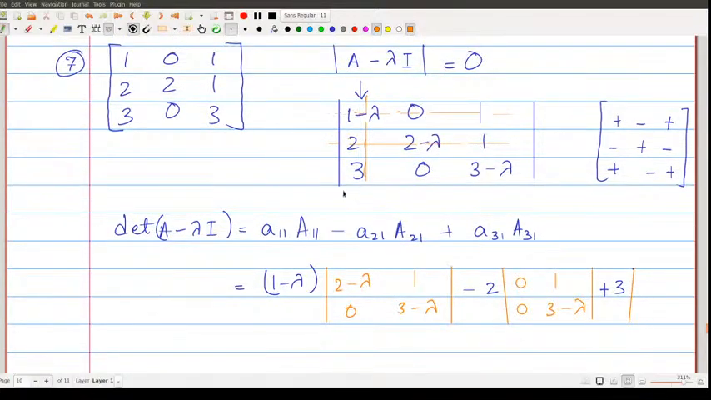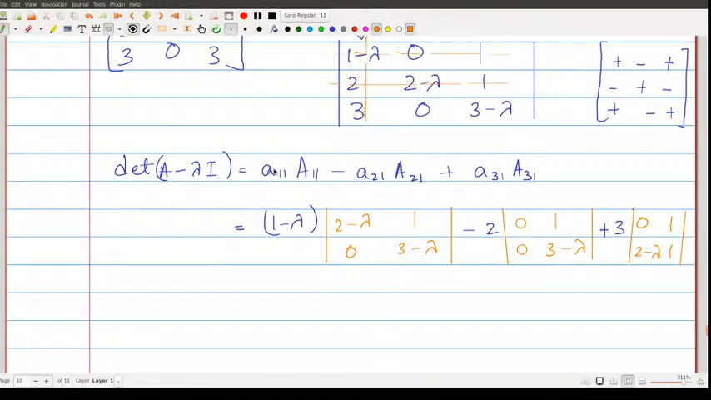Remove the first column, remove the third row, and I get 0, 1, 2 minus lambda, 1. Okay, so these are now just 2 by 2 determinants which we can compute. So let's try to do them. 1 minus lambda. Over here I have 2 minus lambda and 3 minus lambda. The other one is just 0. This one is 0 times 0, nothing there.